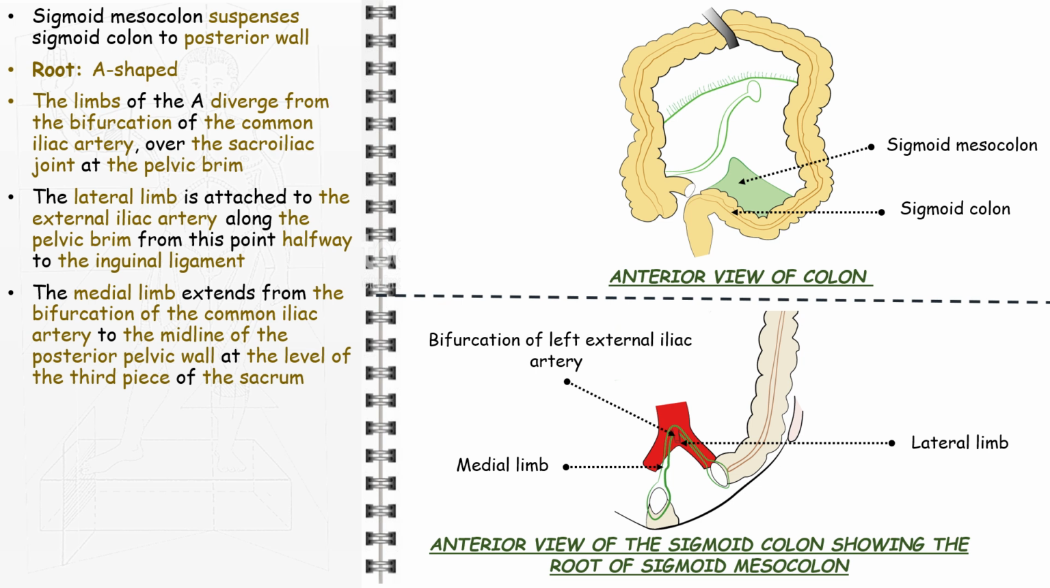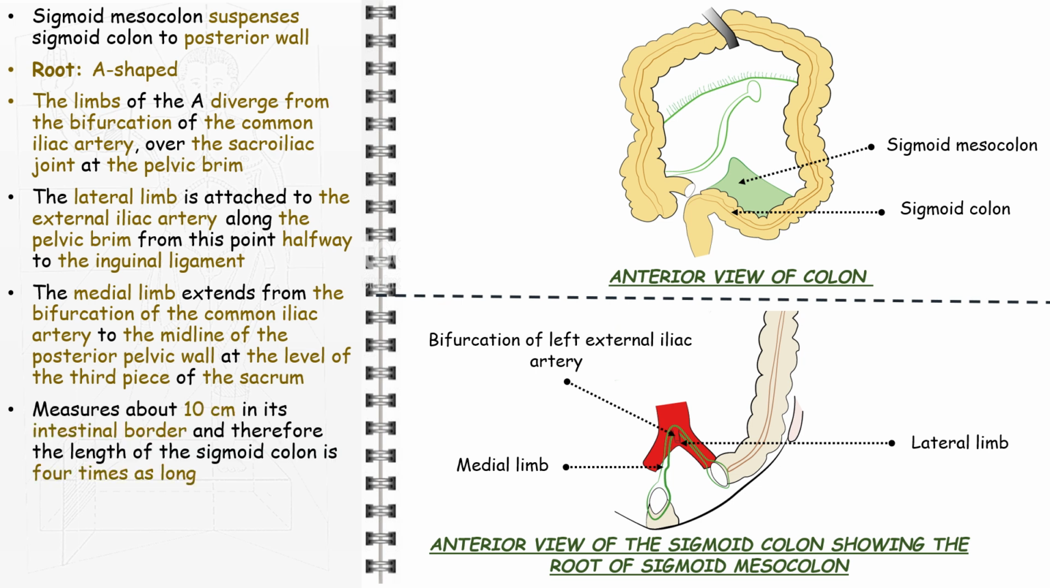It measures about 10 cm in its intestinal border and therefore the length of the sigmoid colon is 4 times as long, showing its degree of coiling. The sigmoid vessels lie between the layers of the mesocolon.